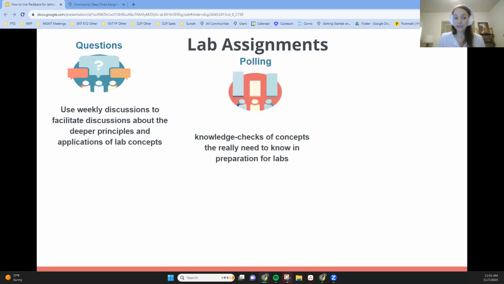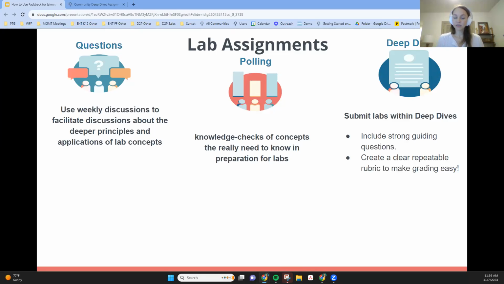During, using polling as a knowledge check, what concepts are making sense? So a lot of times, I know when you're doing labs, there are things that are just right and wrong, and you need to make sure that students understand that before they jump into the lab. So polling is a great way to do that. Even if it's a homework poll where you're saying, here are your options, explain why. Homework polls have always been my favorite polls because you really get this chance for students to explain their reasoning as they're completing a poll.